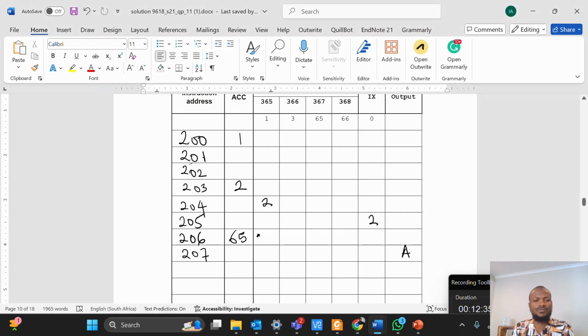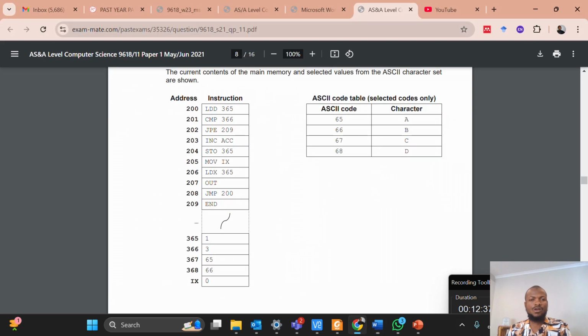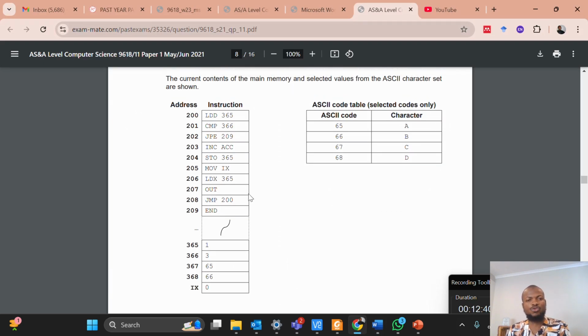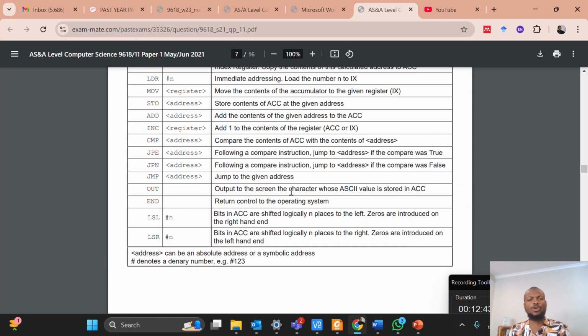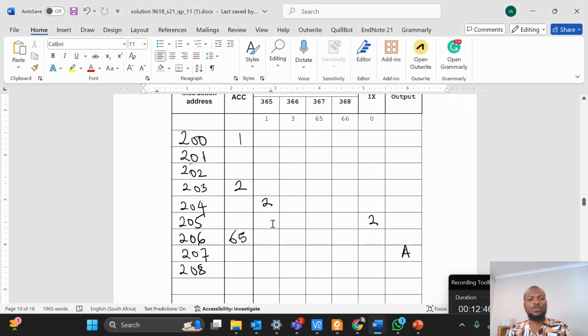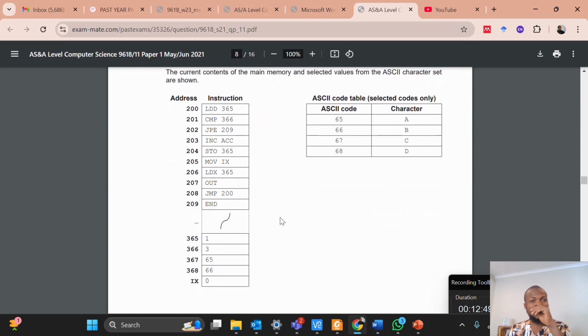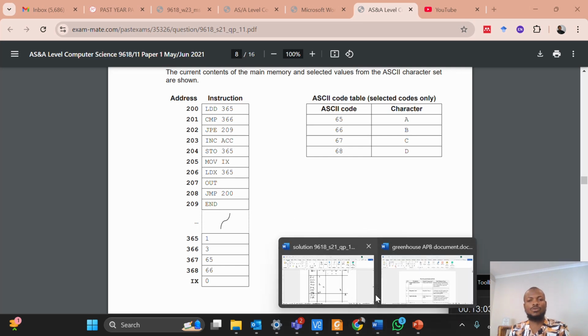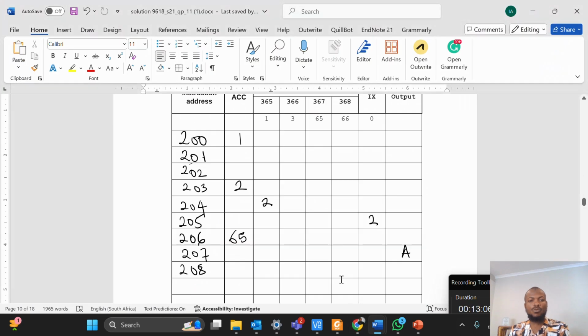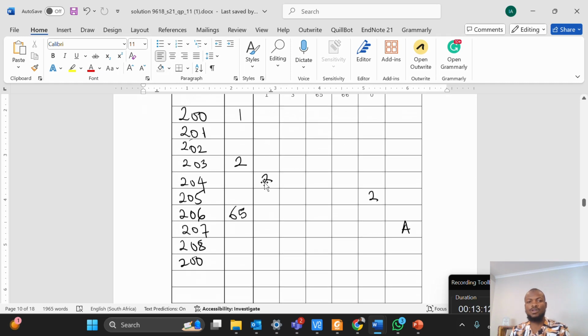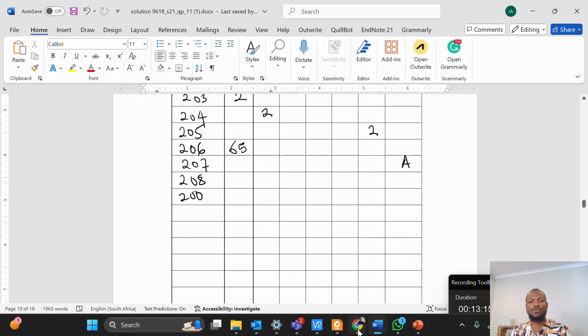Now 208. What is the instruction on 208? JMP 200. What is JMP? Jump to the address. So what address are we jumping to? Address 200. So we jump into this address. So 208 means jump to address 200. Nothing will be written in 208 because we're just jumping. So we move to 200. I hope this is understood. That means we're starting again.